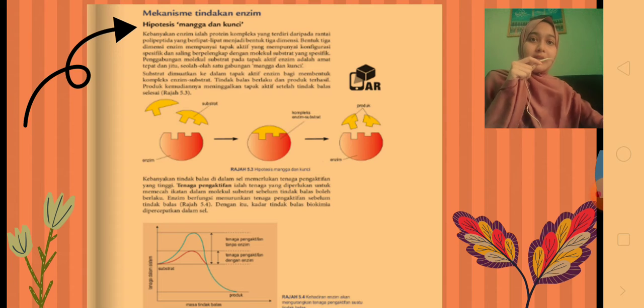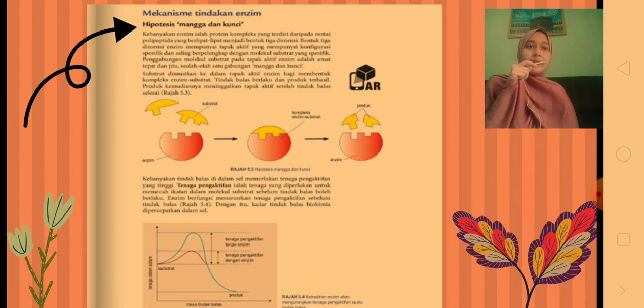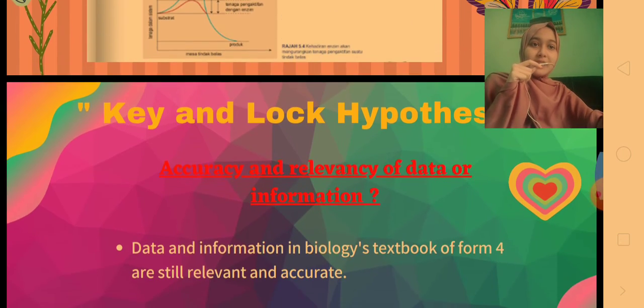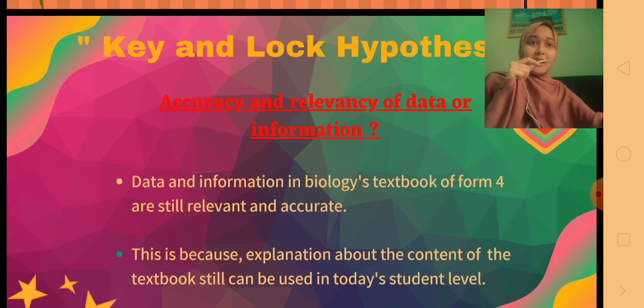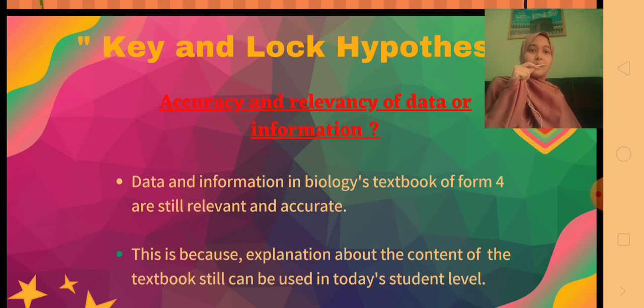Okay, this is an example of the scientific key concept that our group chose, which is the lock and key hypothesis. The lock and key hypothesis is stated in the Form 4 biology textbook. This is an example. So let's move to the lock and key hypothesis. The first question that we chose: accuracy and relevancy of data or information.